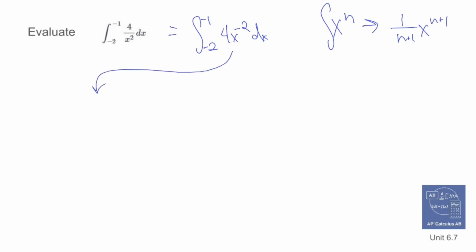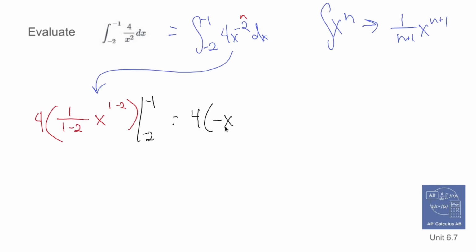So when we see something that now looks like that, we're going to rip the 4 out, okay? And then we're going to do 1 over, n would be negative 2, so 1 plus negative 2, so 1 minus 2, x to the 1 plus negative 2, so 1 minus 2. We still have our limits of integration, and those limits are still going to be negative 1 and negative 2, but not in that order. I can't forget. All right, so this is going to simplify out to 1 over 1 minus 2, which is negative 1. So 4 times negative x to the negative 1. Limits are negative 2 to negative 1.